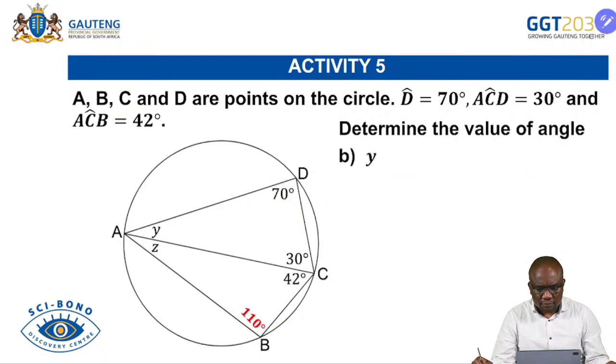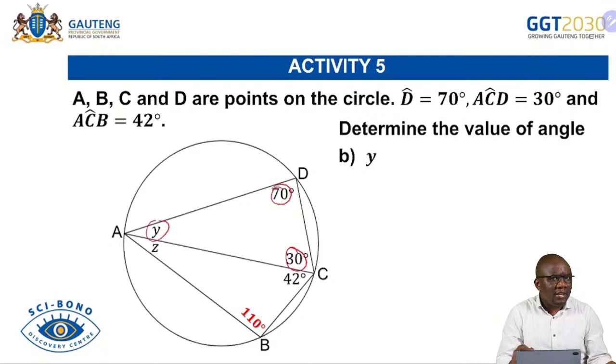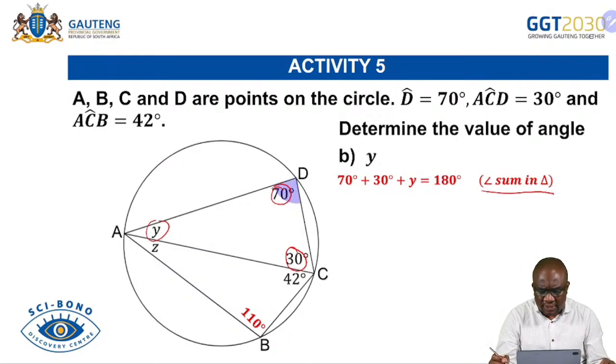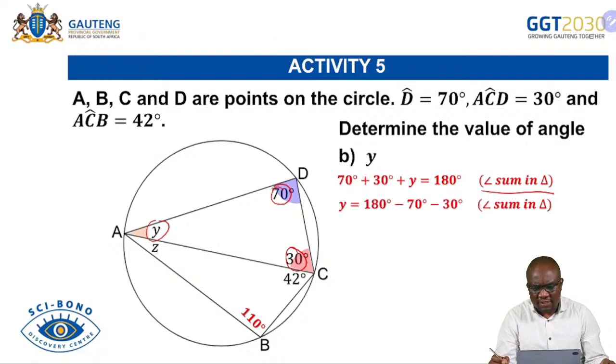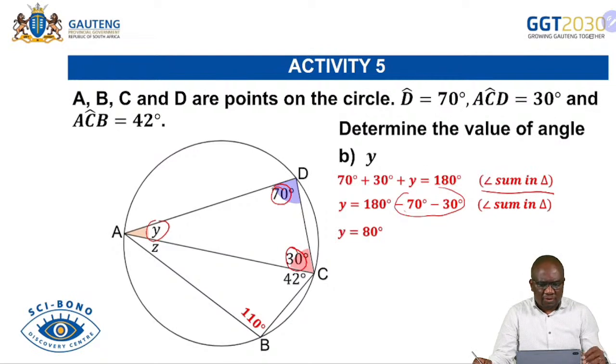The next one, y. This angle plus this angle plus this angle are angles in a triangle, so we can add them and get 180 degrees. The reason: angle sum in triangle. Then we solve for y. Now y should be equal to 180 minus 70 minus 30. Y is equal to negative 100? Oh, no. Fine. I thought maybe the answer is 100. So y is equal to 80 degrees. If you subtract 70 and 30 from 180, you get 80 degrees.